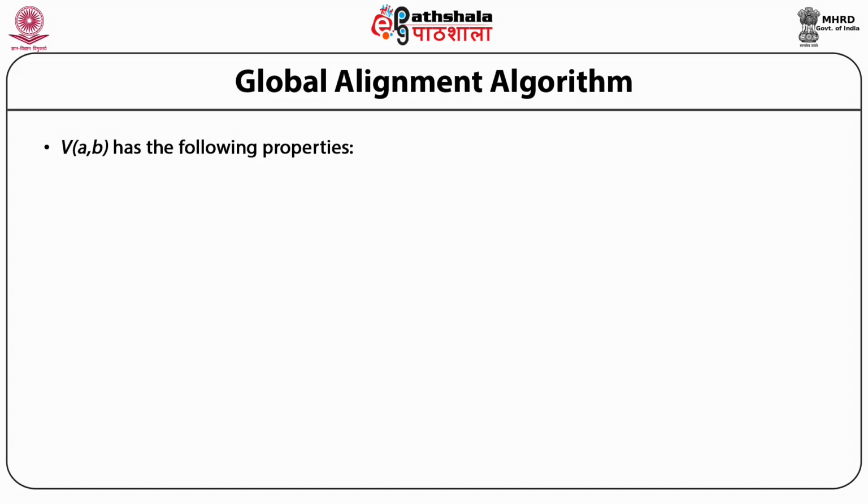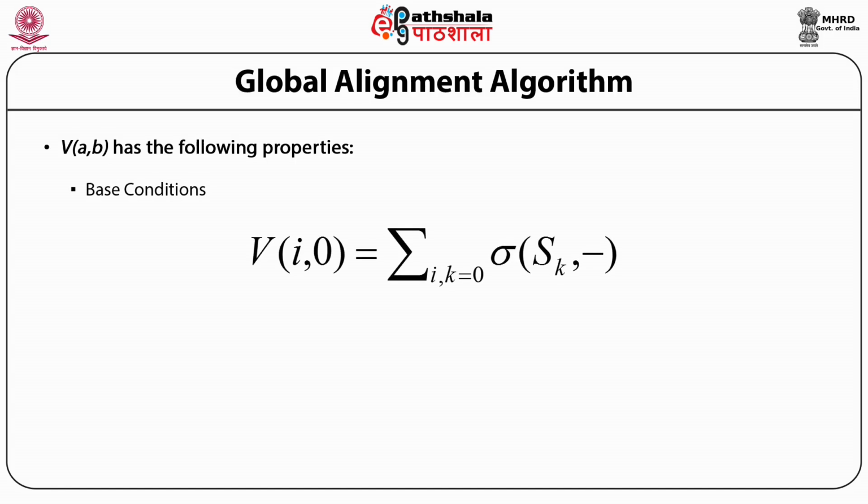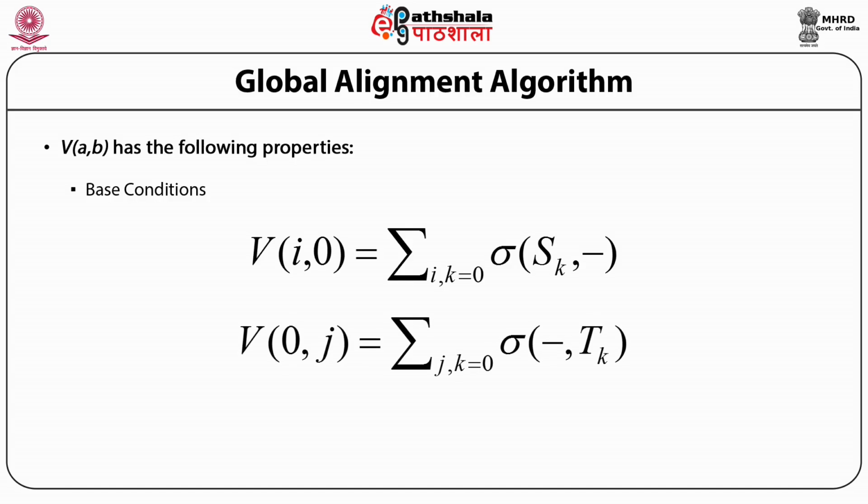So one of course has to look at what happens if the first character gets into the 0 position, that is, before the first of the other one. So we have two base conditions. V(i,0) is matching the first character or any character in S with nothing in T. Similarly, V(0,j) is the score for matching any character in T with nothing in S.